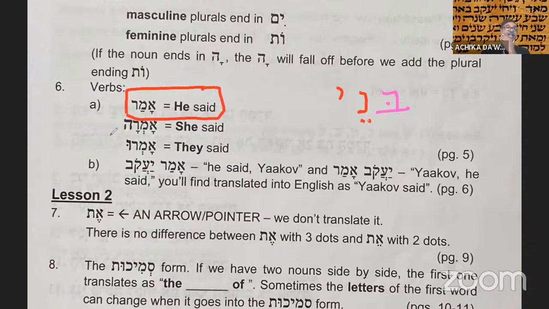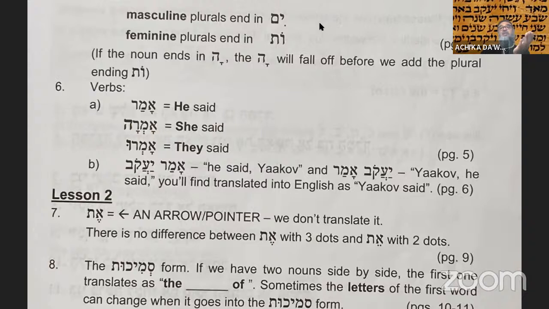If I say "she said," I just add the ah to the Amar. You add it to the end. See how you got to add? Okay. Still the same word, Amar, but you got to put that on the end. And if you want to talk about "they said," you just add the vav on the end of it. You got Amaru. Just pieces to your puzzle.